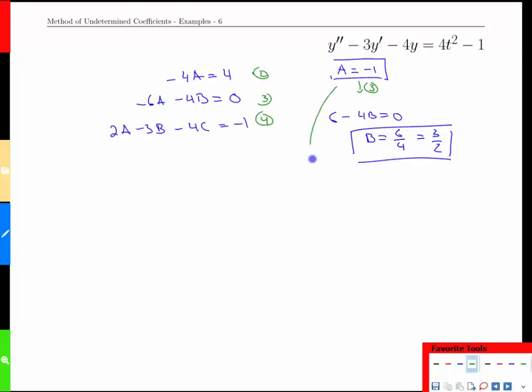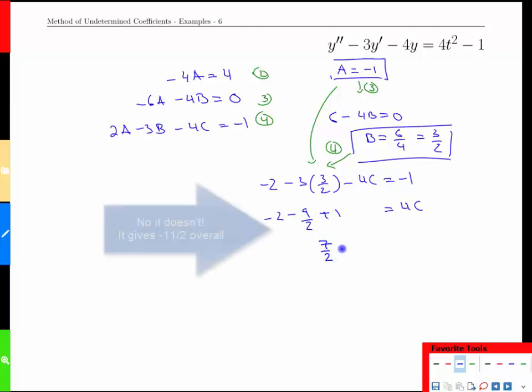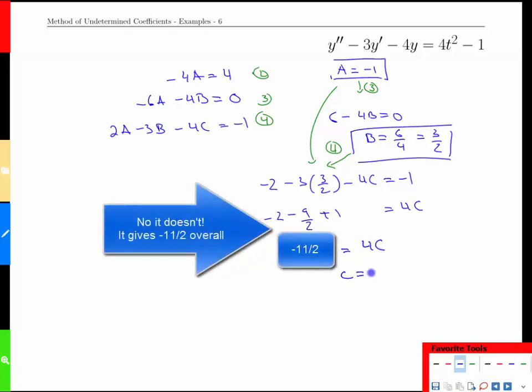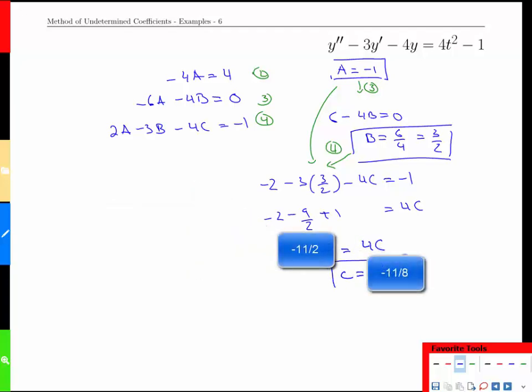And then we can put those both into equation 4. Negative 2 minus 3 times 3 halves minus 4c is negative 1. Bring the 4c over, and we'll have plus 1. Minus 2 minus 9 halves plus 1 works out to 7 halves overall, and so c would equal 7/8. And there we have our solution.